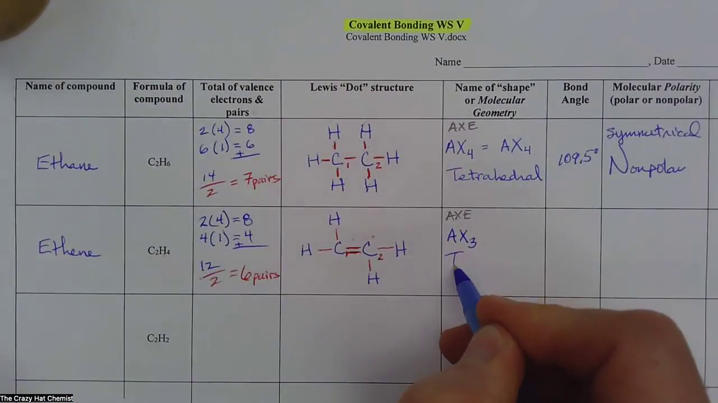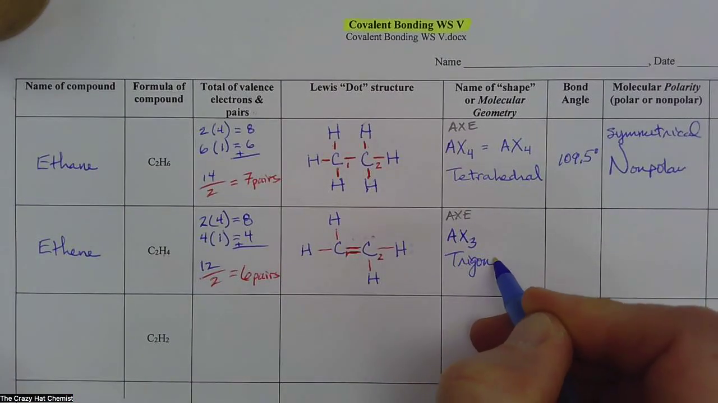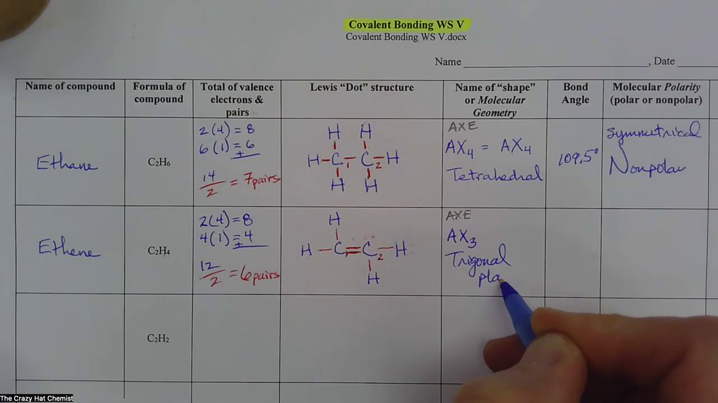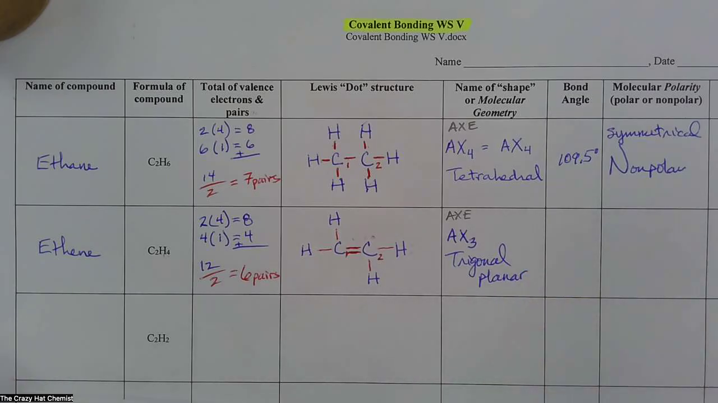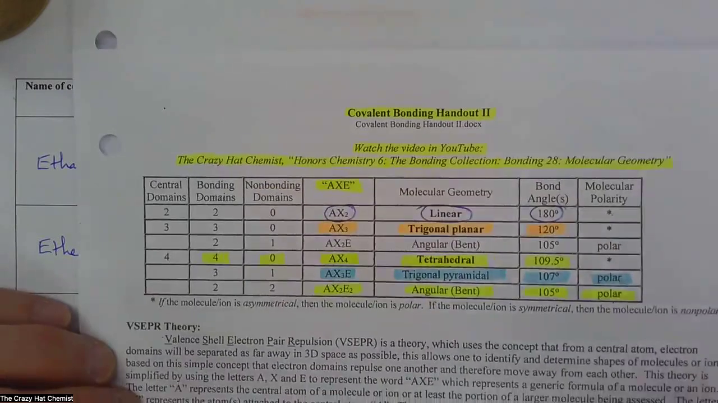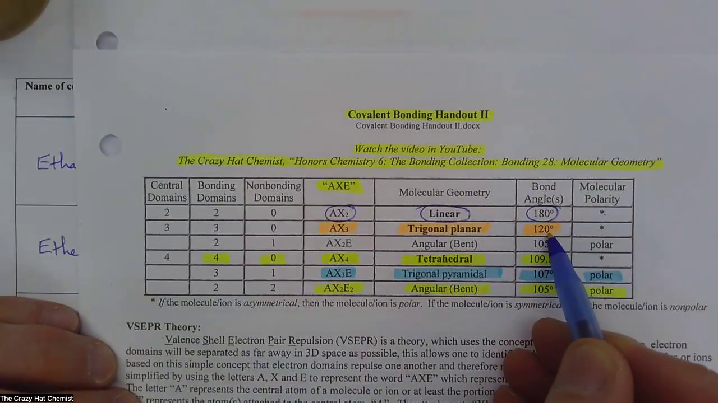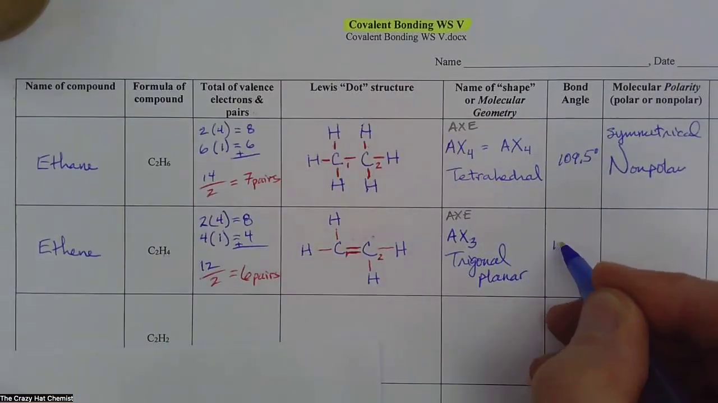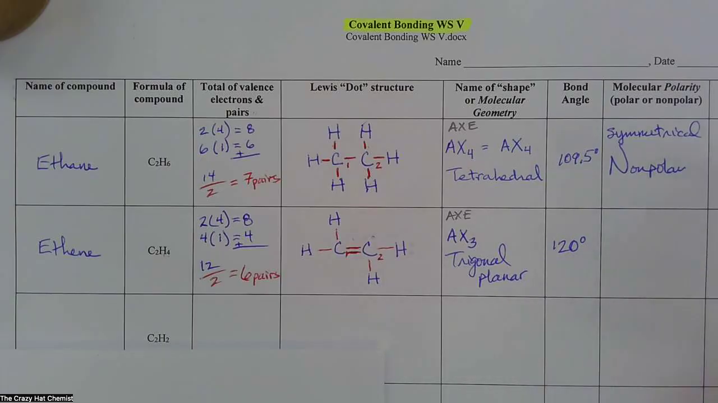So trigonal planar, or trigonal planar, one or the other. And then that has a bond angle of 120 degrees. Okay, now what we need to do is build the model and then we can figure out what goes on from there.